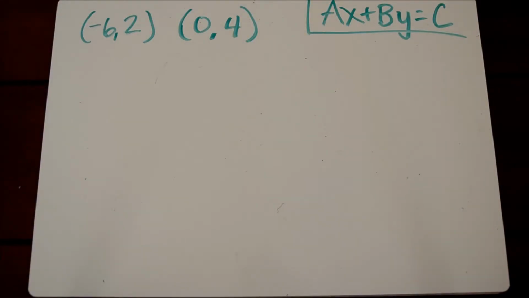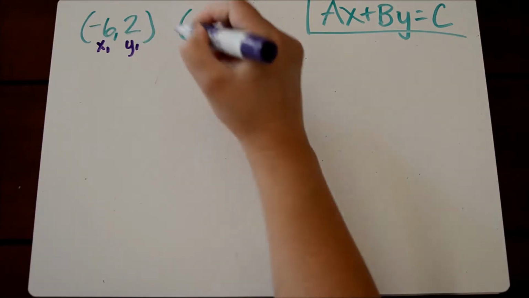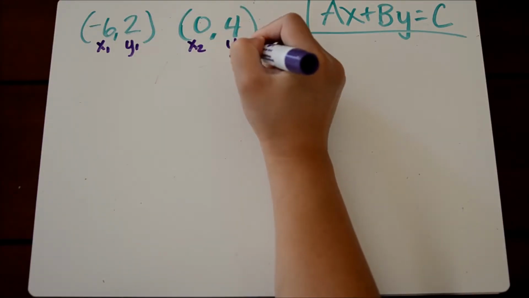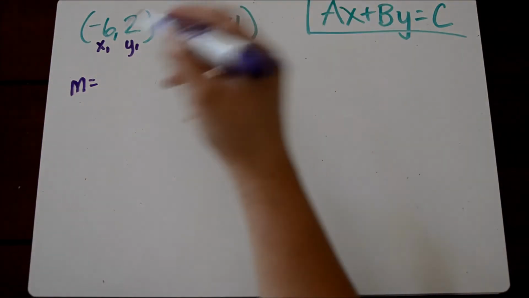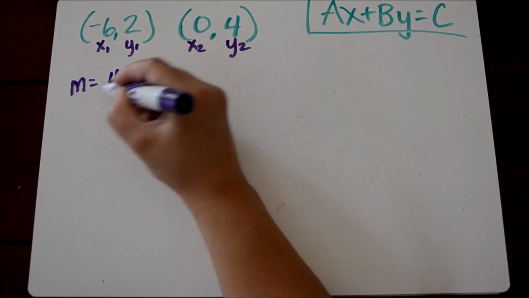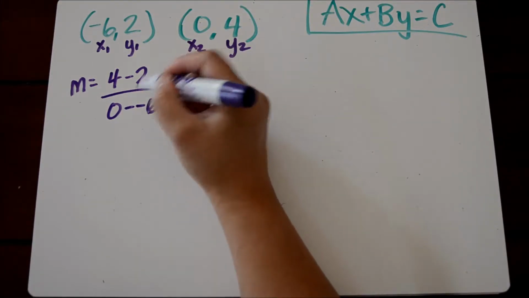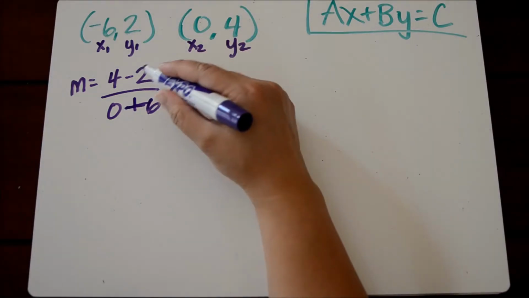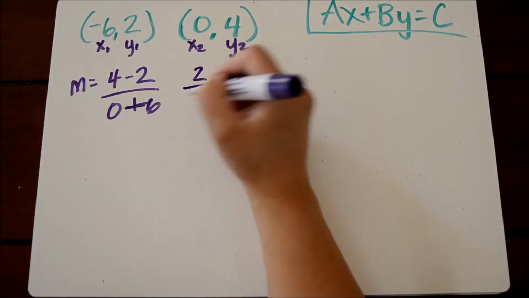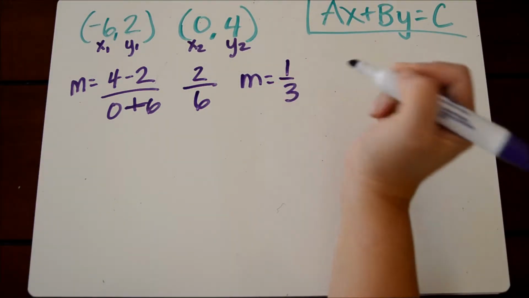Again, we're given 2 points, and so the first thing we're going to do is label our points to find the slope. So here's x1, y1, x2, y2. And y2 minus y1, that's going to be 4 minus 2 over x2 minus x1 is 0 minus a negative 6. We're going to change that to plus. 4 minus 2 is 2. 0 plus 6 is 6. And our slope can be reduced to 1/3.